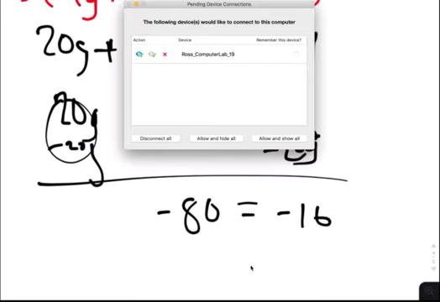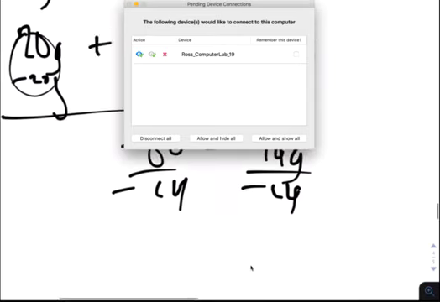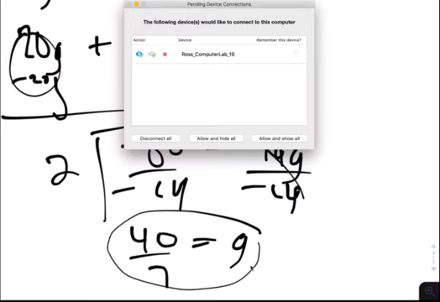That's 6, not 4. 6. So that leaves you 14 g divided by negative 14. G equals, reduce this, can't divide evenly, 40 over 7. One solution.